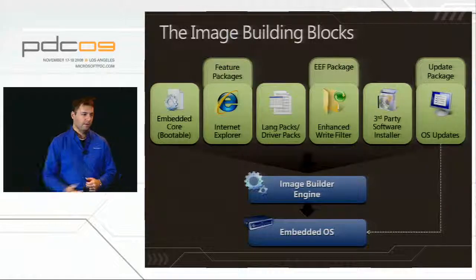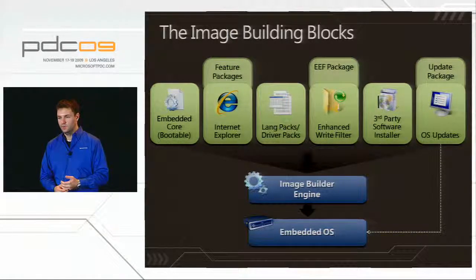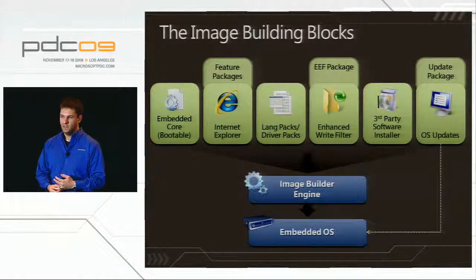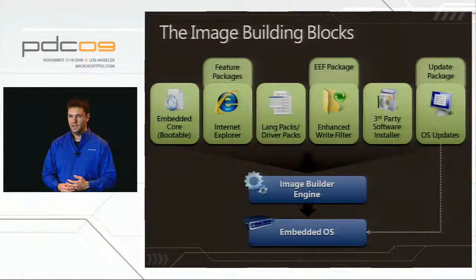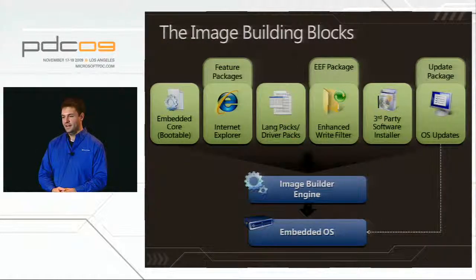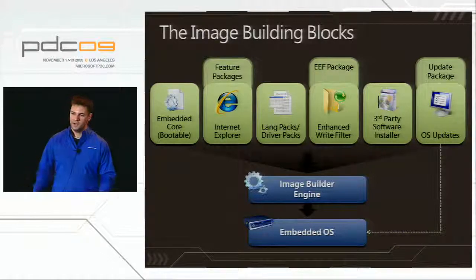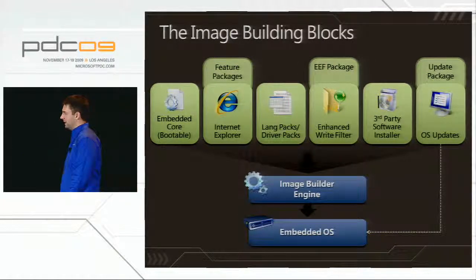So this is kind of the main components of the operating system. On the left there, we have the embedded core, and that is the minimal bootable OS. So it has the servicing stack, it has the networking stack, and a command shell, but not much else. It'll boot, and it can run small applications like Notepad and stuff like that, but it's pretty tiny. On top of that, if you want more functionality, you can add things like Internet Explorer or .NET or DirectX.